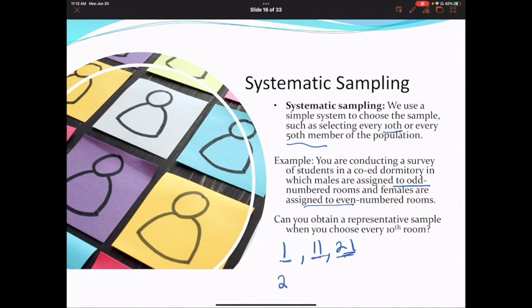Well, I could choose 2 and then 12 and then 22, but darn it, every 10th room, or even just like 10, 20, 30, right? If I choose every 10th room, I'm only going to get a sample of one gender or the other. So this would not be a good way to gain a representative sample.